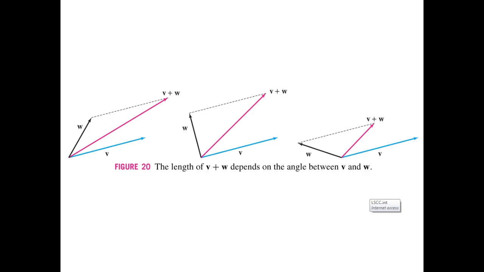Actually, I hadn't noticed this. These look like they're perpendicular to each other. So we know now that the magnitude of v plus w is the square root of this magnitude squared plus that magnitude squared. And that's going to be less than just the sum of those two magnitudes. Got it. Okay.